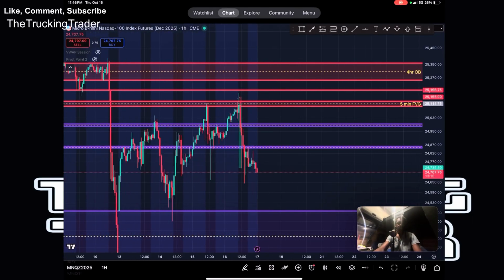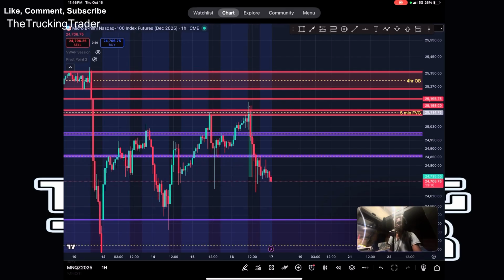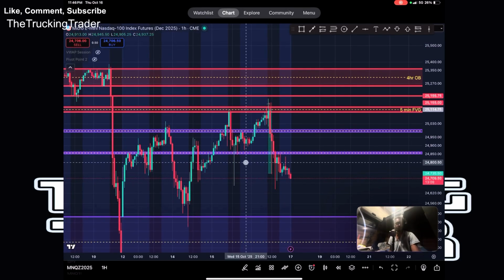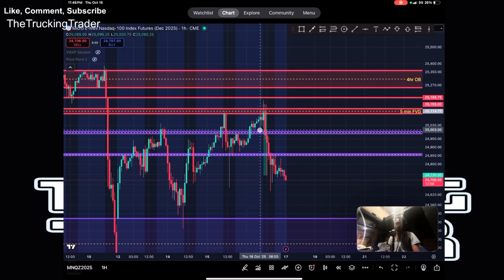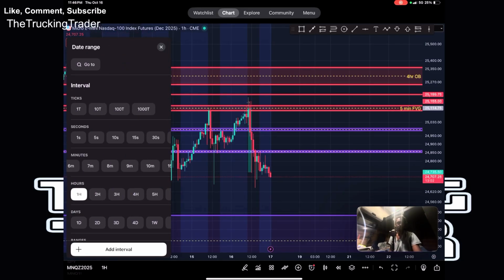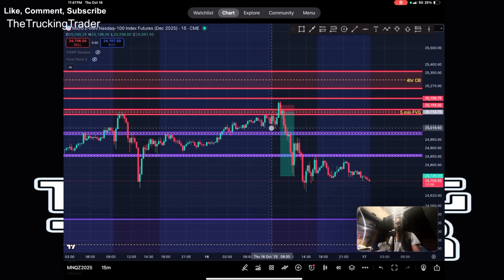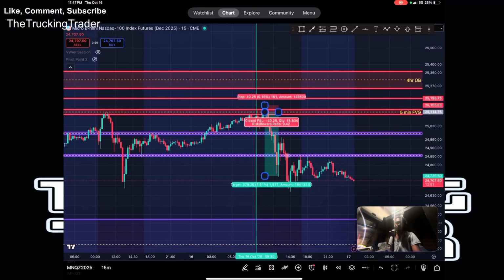Okay, so let's get into today's price action. So what we had at 9 a.m., let's just try to go into maybe the 15-minute time frame. I'm trying to pick a good time frame. I'm going to put a vertical line on the 9:30 opening candle.